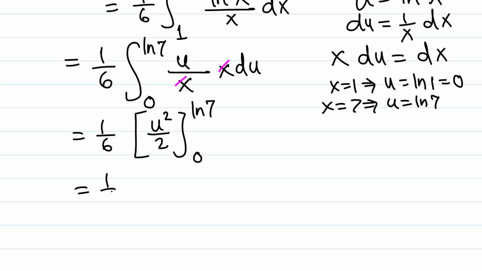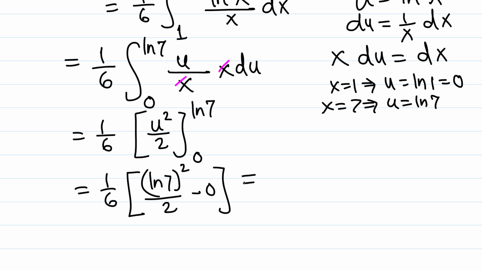Now that is 1 over 6. Oh, this 2 can be pulled outside if you want to pull. That's just 6 times 2, 12. Now ln 7 squared, that's the decimal number squared, over 2 minus lower limit 0 squared over 2, 0. Okay, there is nothing. Now 6 times 2, 12. So this is 1 over 12 times natural log of 7, that's the decimal number, squared. And we don't have to simplify further. I mean, we cannot. We can write a decimal number, but we may leave here final.